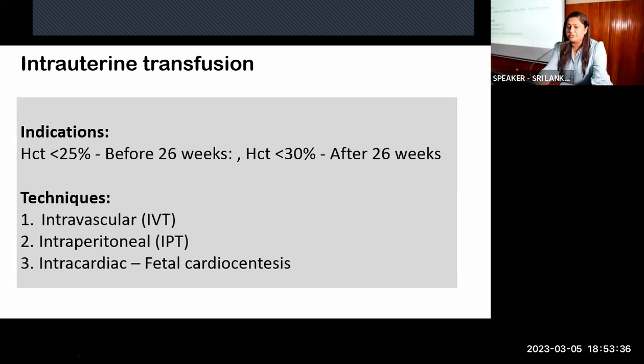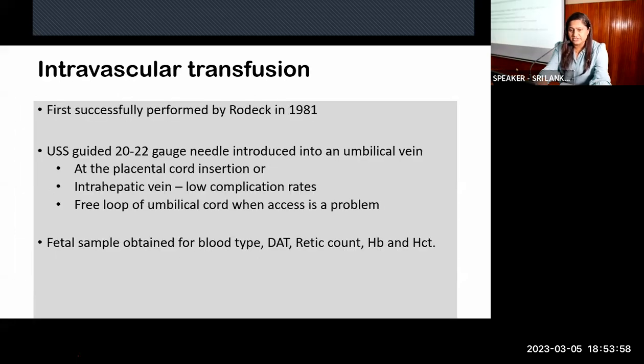If the gestation is before 26 weeks, a hematocrit of less than 25% is considered an indication, while if the hematocrit is less than 30% after 26 weeks, it's an indication for intrauterine transfusion. There are broadly three techniques: intravascular transfusion, intraperitoneal, and intracardiac transfusion. Intravascular transfusion is the main method of intrauterine transfusion, which was first successfully performed by Roddick in 1981.